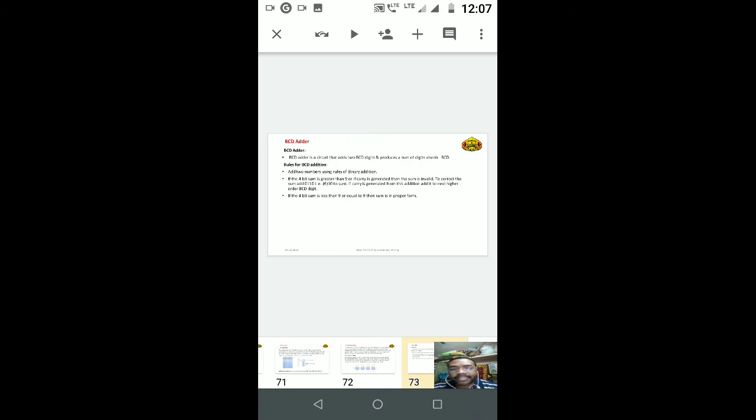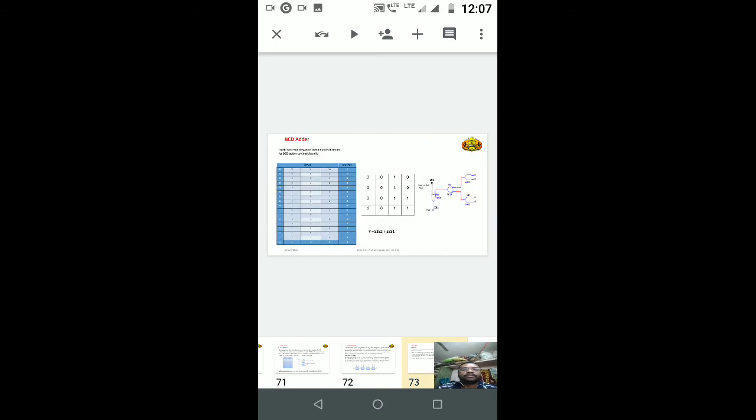So, in the next slide we implement this BCD adder. Okay. So, for the BCD adder, here you see that there is one truth table, next there is a K map, and last is the logic diagram. Okay, this is your next slide.